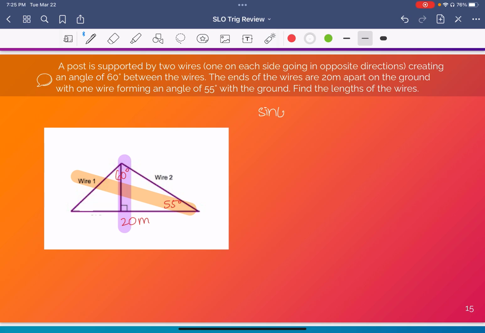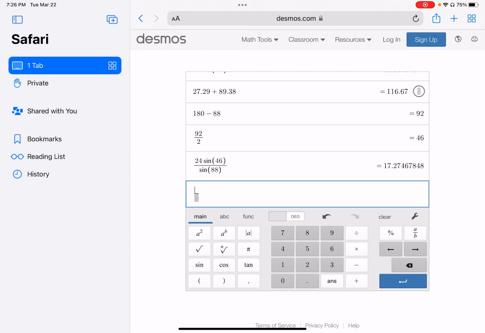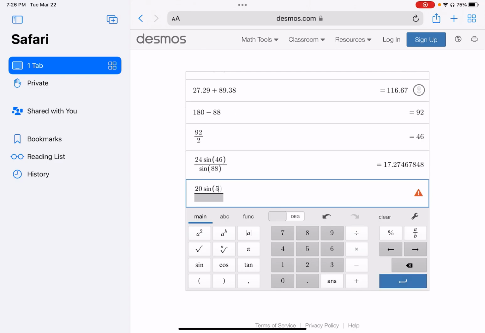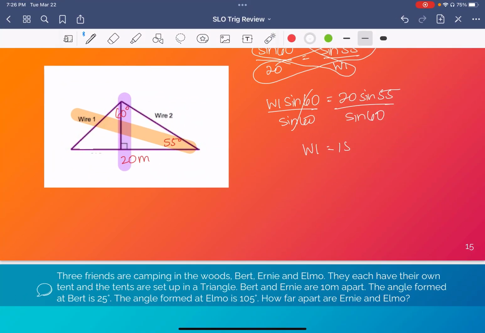So I have sine of 60 over 20 is equal to sine of 55 over W1, for wire 1, and we'll cross multiply. So wire 1 times sine of 60 is 20 times sine of 55. Divide. So wire 1 is 20 sine of 55 over sine of 60, which is 18.9. So that's the first wire.